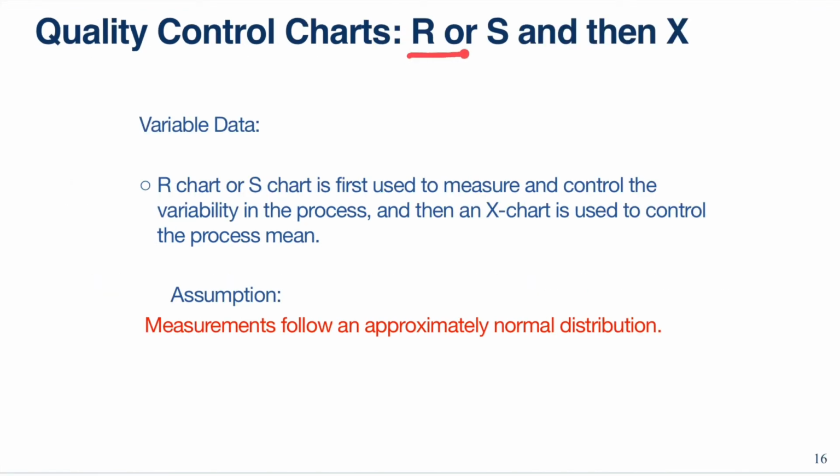Now we have three different types of charts. We have the range, the standard deviation, and the mean. Now the R or S chart is first used to measure and control the variability of the process, and then an X bar chart is used to control the process mean. So we only need R or S and then X bar. And the basic assumption, remember, is that the measurements follow an approximately normal distribution.